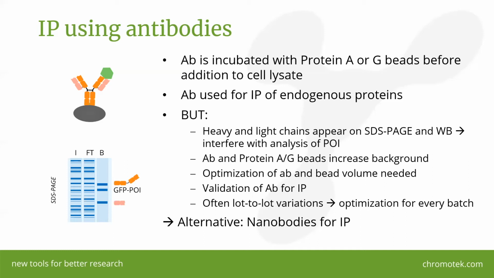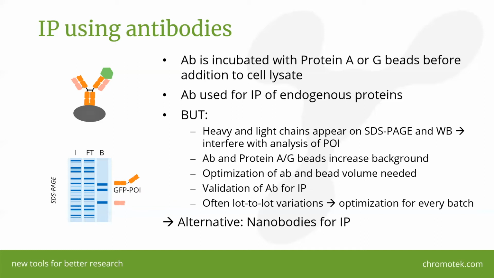In addition to the antibody bands, antibody and protein A or G can increase the background by unspecific binding. Before using an antibody, it's necessary to optimize the antibody bead ratio and the amount of antibody needed for the cell lysate volume. Also, although there are many antibodies available, not every antibody works well in IP. We recommend only to use antibodies which are validated for immunoprecipitation.